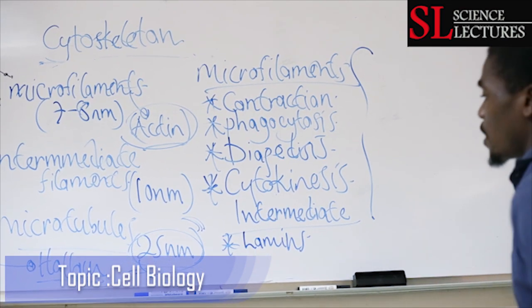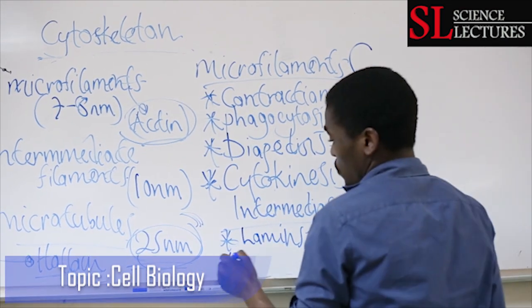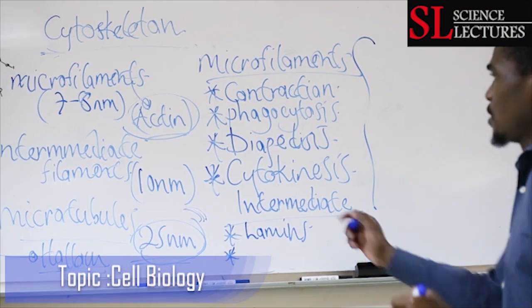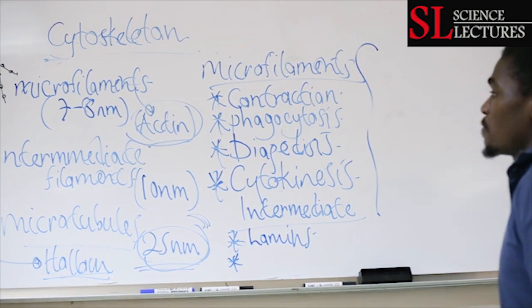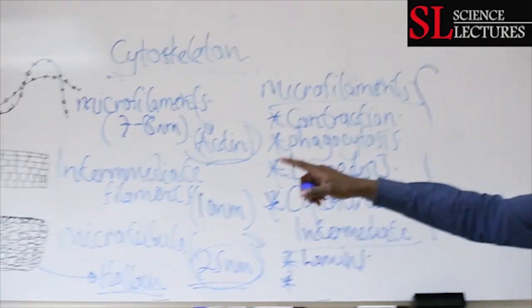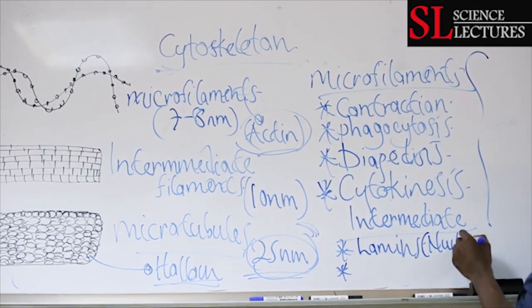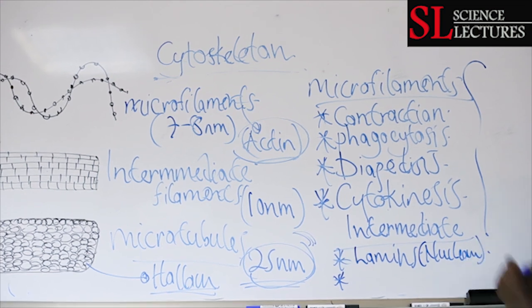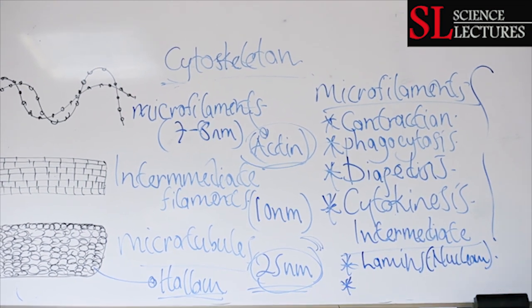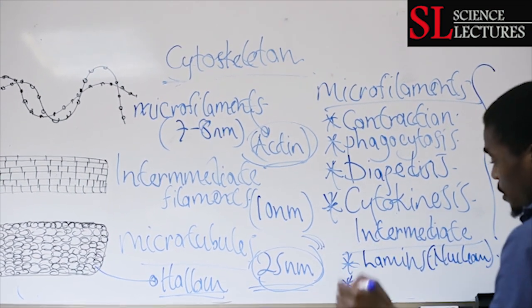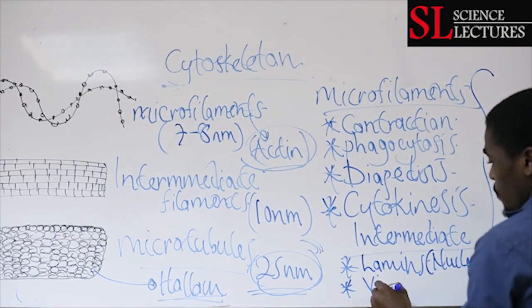A mutation of the lamins leads to progeria, that condition. So lamins are one of the examples, and they are found in the nuclear envelope, the inner membrane formed by the lamins. Then we also have another type of intermediate filament. We call them vimentins.